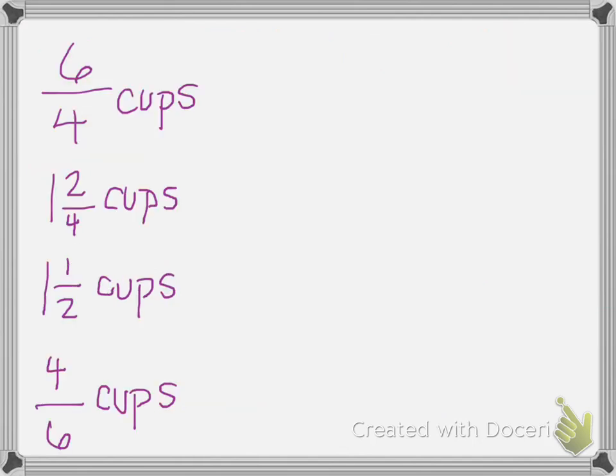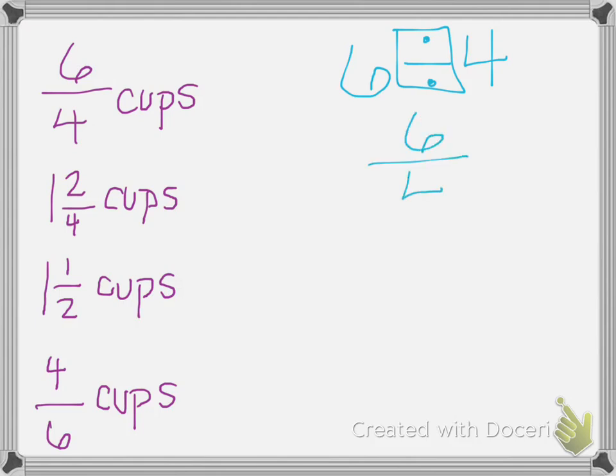Number 3 says 4 friends equally shared 6 cups of soup. How much soup did each friend get? Circle all that apply. So we have 6 cups. We want to divide those cups by 4 friends. So another way to write that, since this division sign can also be a fraction bar, is 6 over 4. So we know that A is right.